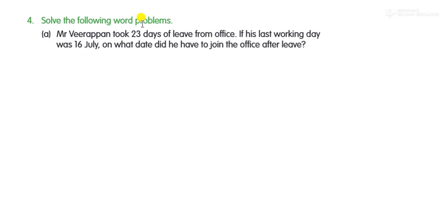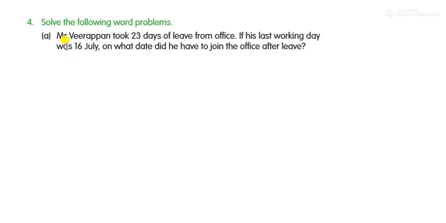Next, solve the following word problems. Mr. Veerappan took 23 days of leave from office. If his last working day was 16 July, on what date did he have to join the office after leave? So his last working day was 16 July. So 16 July we won't consider, from 17 July we have to consider, and he took 23 days of leave from office.